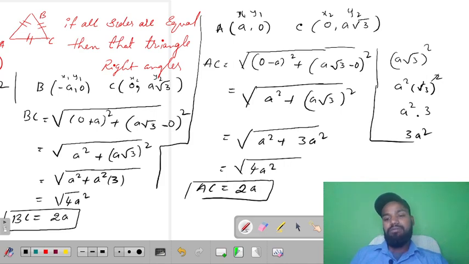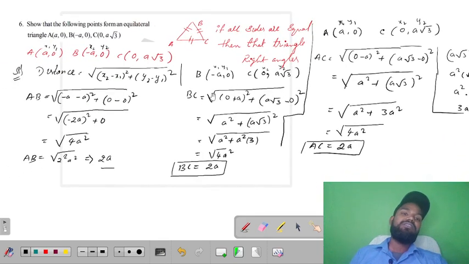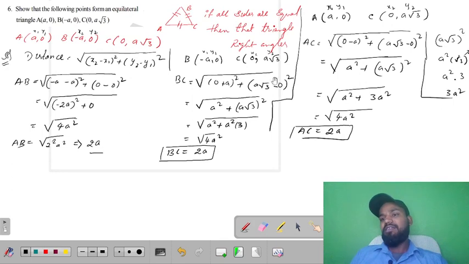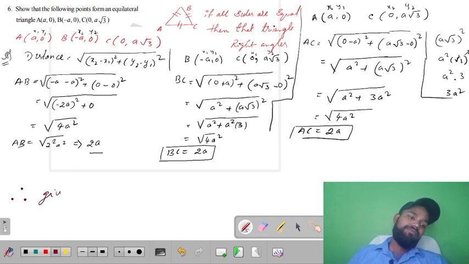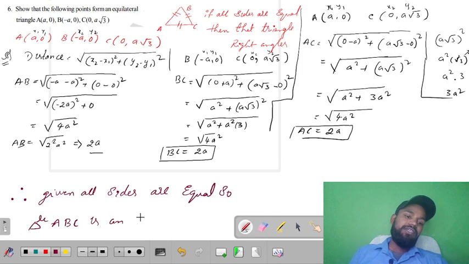So let us sum up the problem. If all three sides are equal, then the triangle is said to be an equilateral triangle. Is the condition satisfied or not? Yes. So we give the conclusion that, given all sides are equal, triangle ABC is an equilateral triangle.